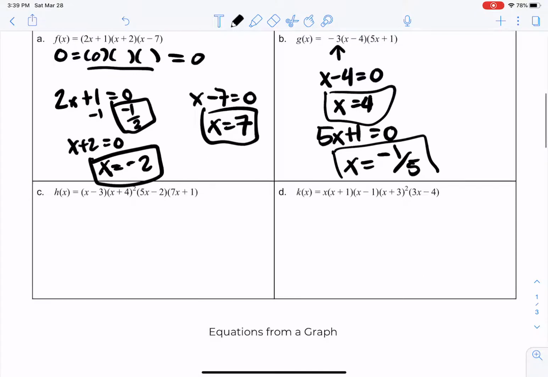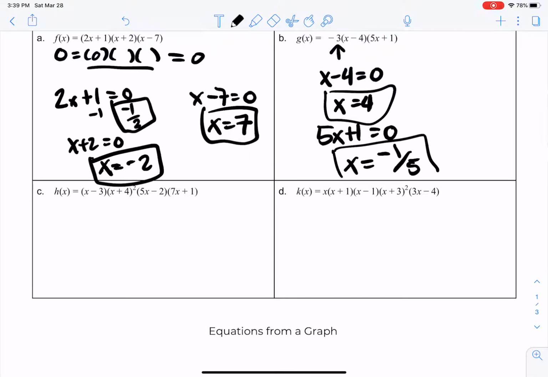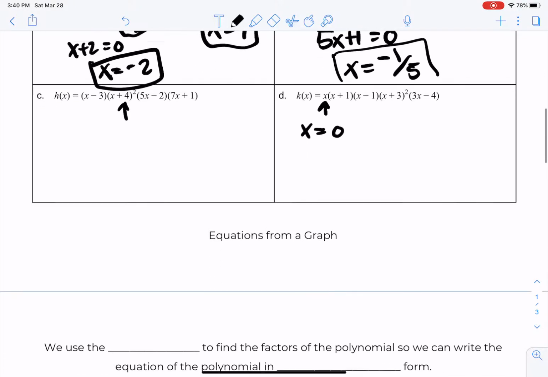Give these a try yourself and then check the answer in the Edpuzzle and make sure you got them correct. Remember, double roots count as 2, but there's only one answer to that. And then if you have just x by itself, that's going to be 0, because if you set each term equal to 0, then x would just be equal to 0.